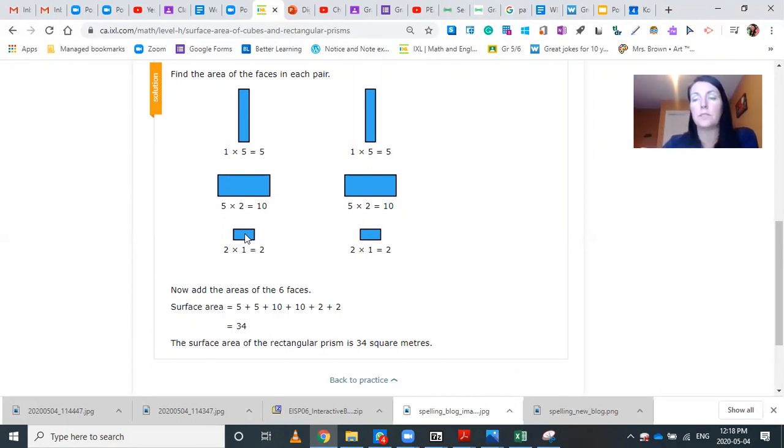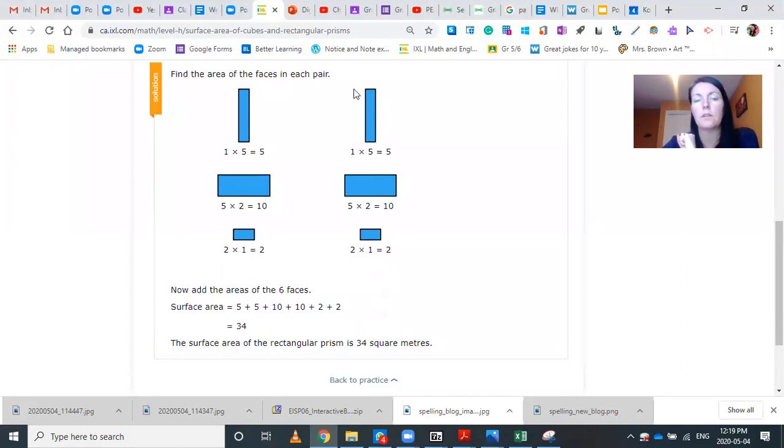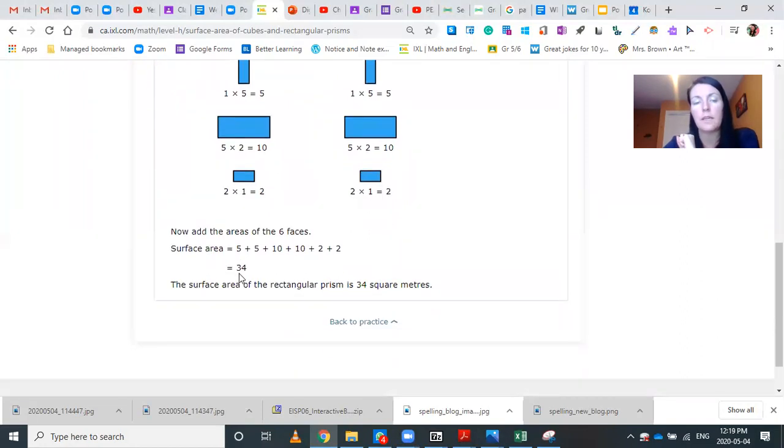And then you add it all together, all right? And when you're finding the area of this guy, you're doing 1 times by 5. What are we working with? Meters. Meters squared plus 10 meters squared plus 2 meters squared, and you will get to your answer. You've got 2 of each of those. You get to 34 meters squared.